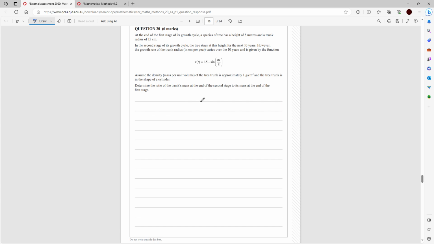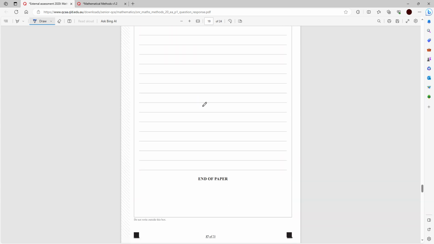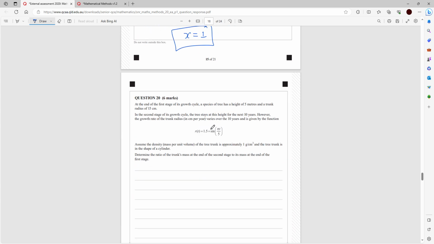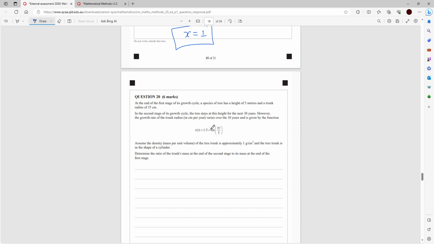So, question 20 is, I believe, yeah, the last question in this paper. So, question 20. At the end of the first stage of its growth cycle, the species of a tree has a height of 5 meters and a trunk of radius of 15 centimeters. In the second stage of its growth cycle, the tree stays at this height for the next 10 years. However, the growth rate of the trunk in radius in centimeters per year varies over the 10 years and is given by the function r of t is equal to 1.5 plus sine of pi t on 5.